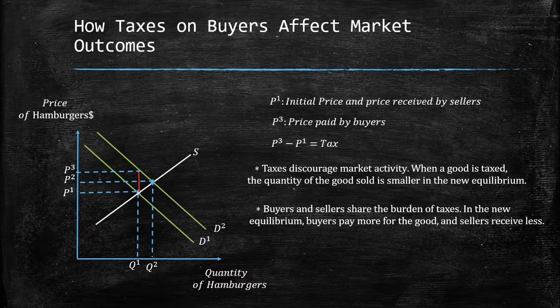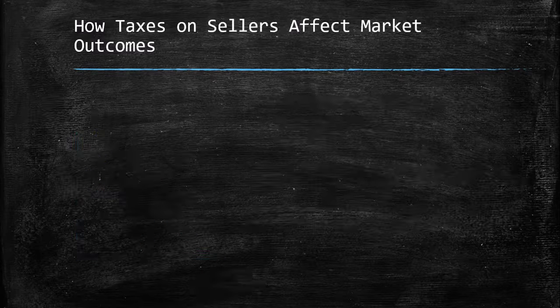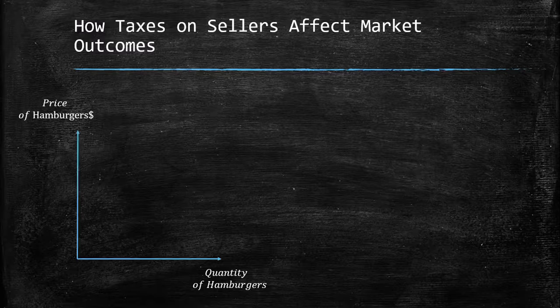In the new equilibrium, buyers pay more for the good and sellers receive less. So it's interesting, because even if we are taxing buyers, there is going to be an effect on the sellers as well. So it doesn't matter that I'm just taxing the buyers, it's going to affect suppliers as well. So now, what about how taxes on sellers affect the market?